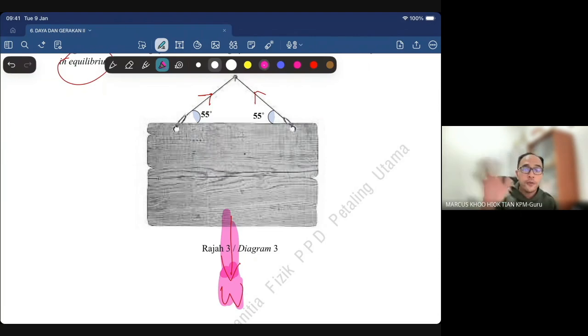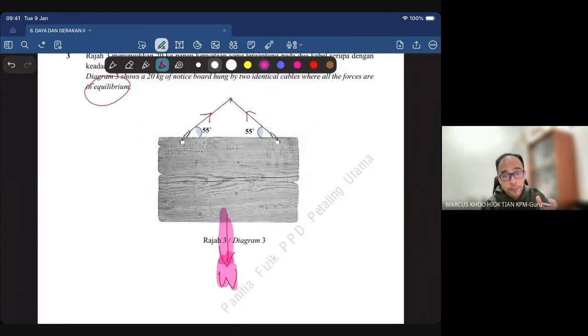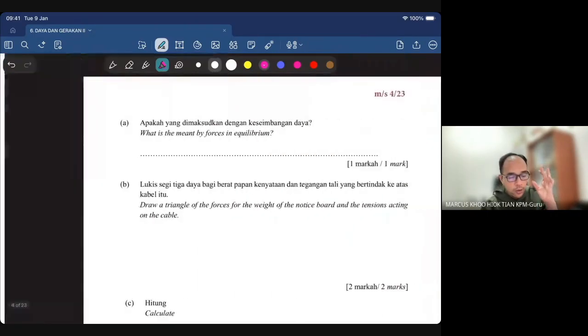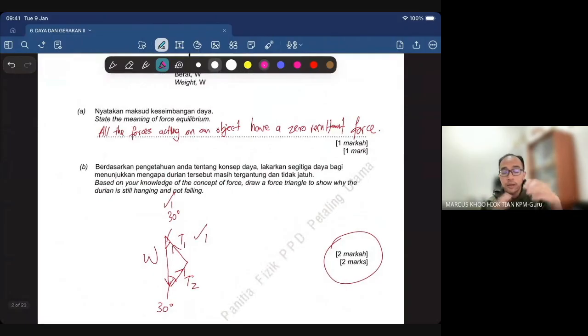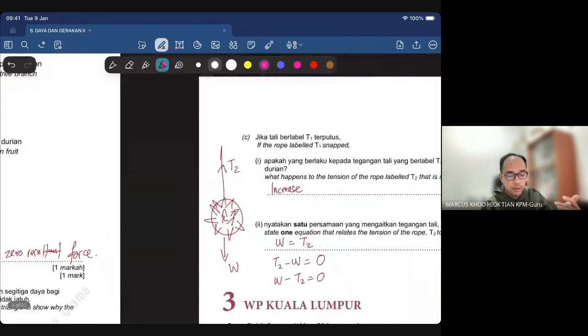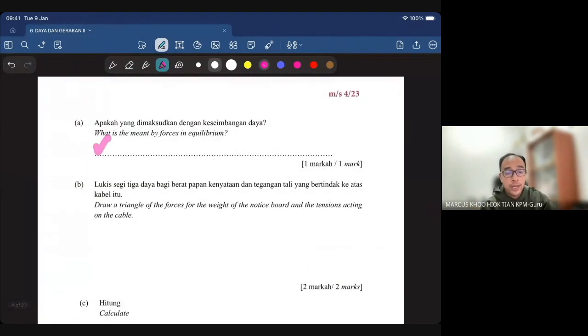Okay, if you don't label the weight force, it's very difficult to draw the triangle because you need three forces. So always remember that there's a weight component involved. Our first question: what is meant by forces in equilibrium? I think we answered this. All the forces acting on an object have a zero resultant force. So I'm not going to answer this.